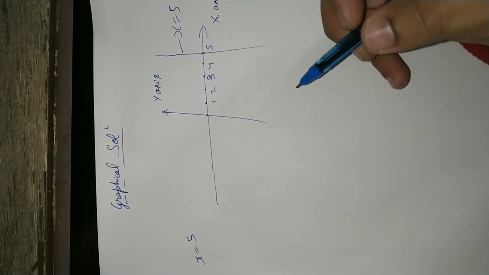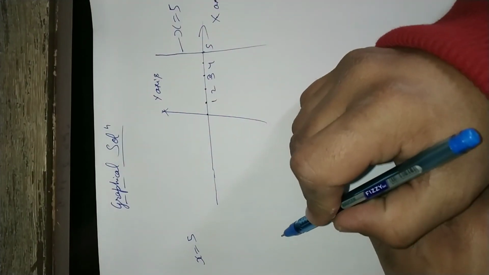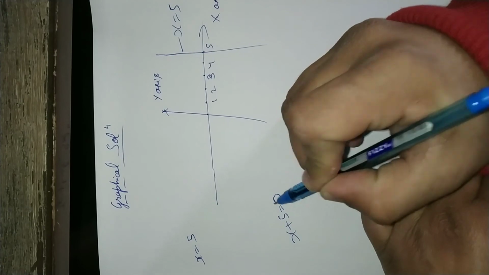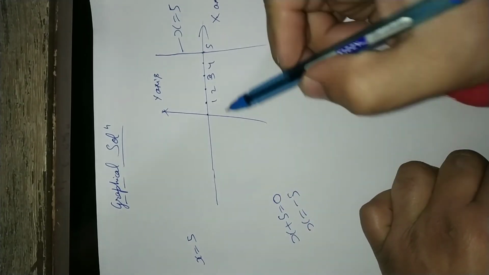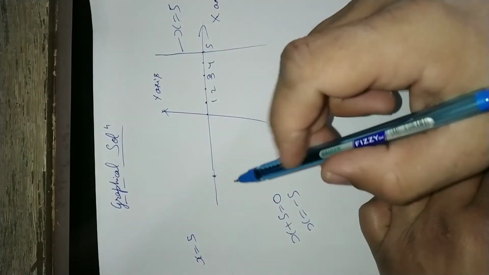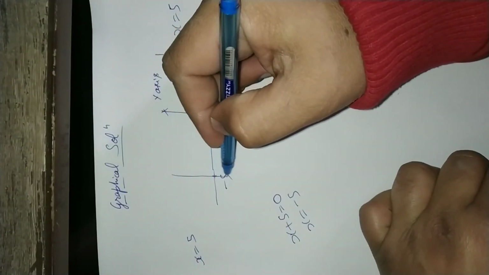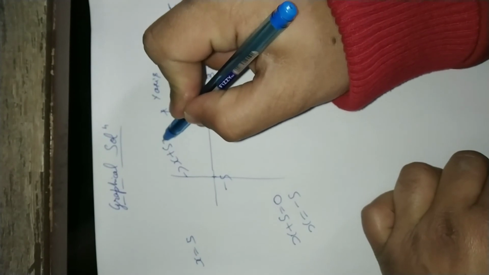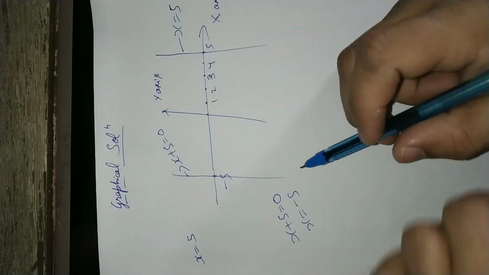Same way, the second one is x plus 5 is equal to 0. So x is equal to minus 5. So this will be somewhere here, minus 5. So this line is x plus 5 is equal to 0. In the same way you have to plot the different lines.